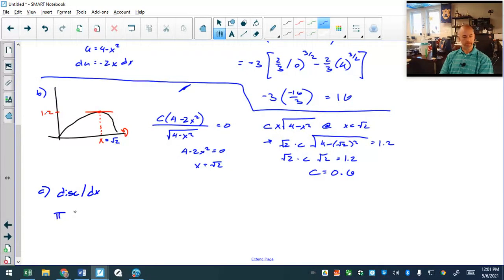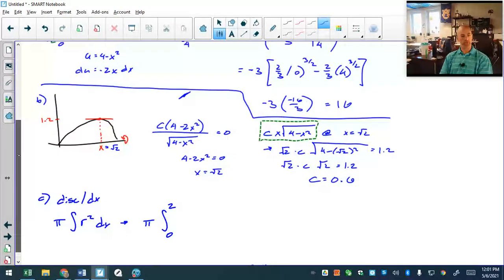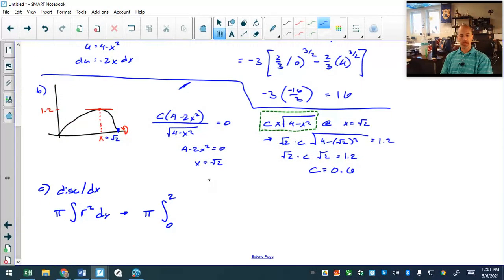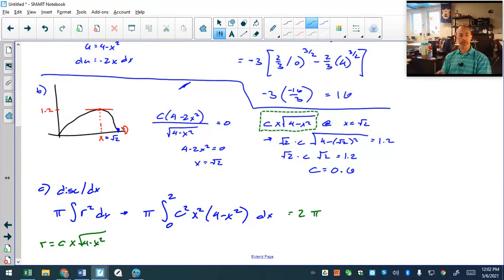The volume of a disk is the antiderivative of pi r squared. And the radius is the function here. So that's the radius. And so this would become pi times the antiderivative from 0 to 2, because a long time ago, we found out that 2 was the place where the curve hit the x-axis, of r squared. And if you square that, we will have c squared x squared times 4 minus x squared, because r is this function, dx. We're going to have to solve that. And then they tell you that that volume ends up being 2 pi, and we have to solve that equation.